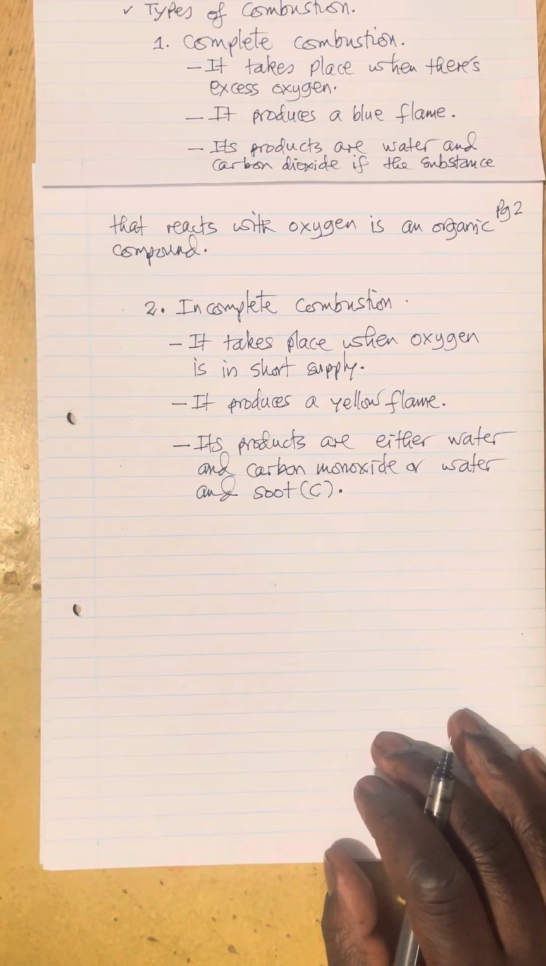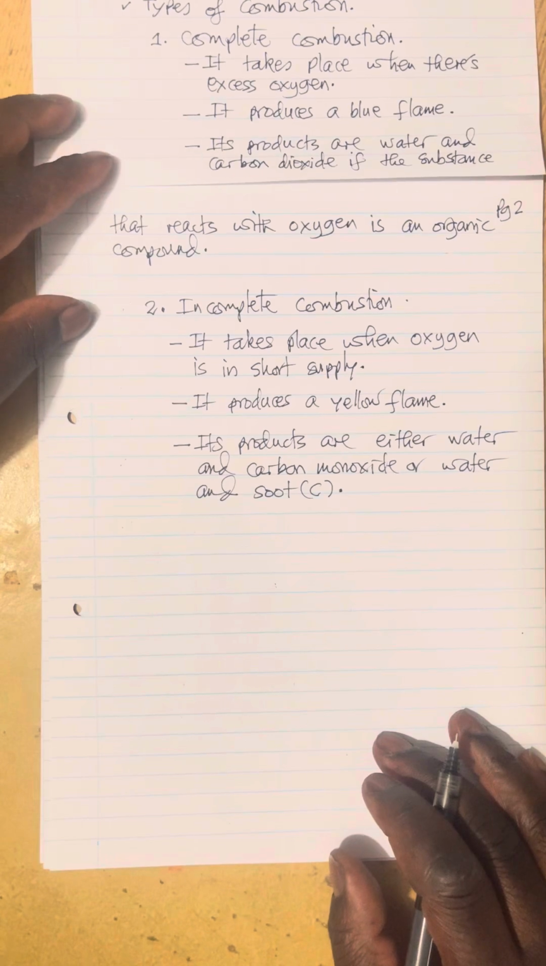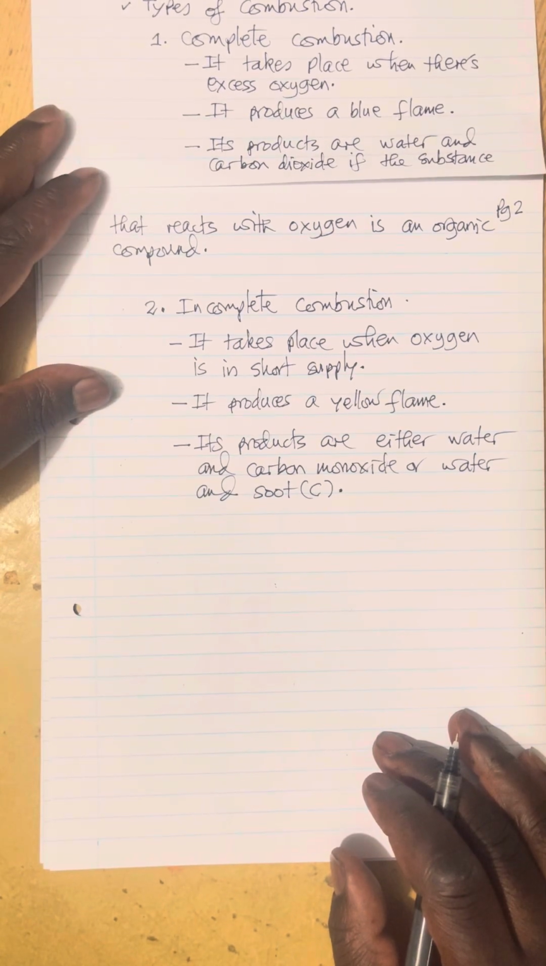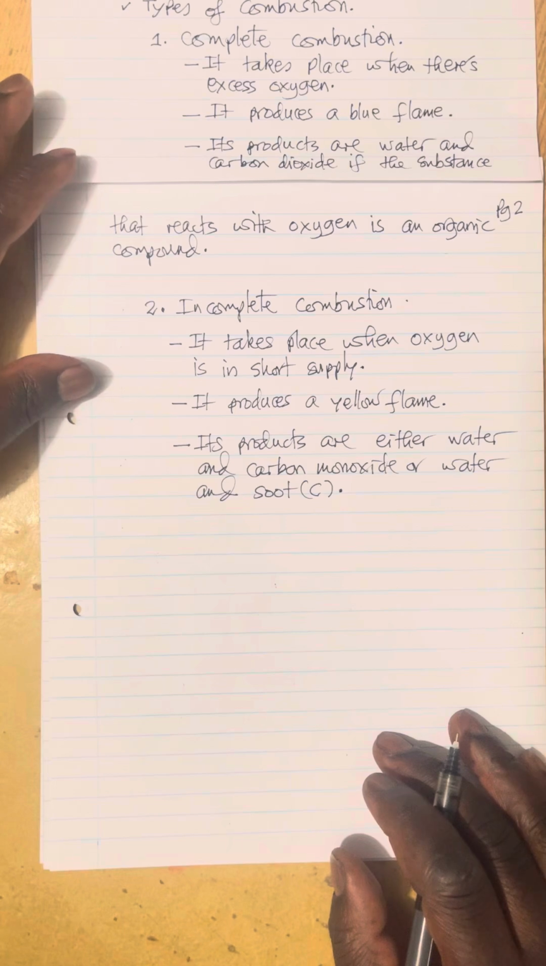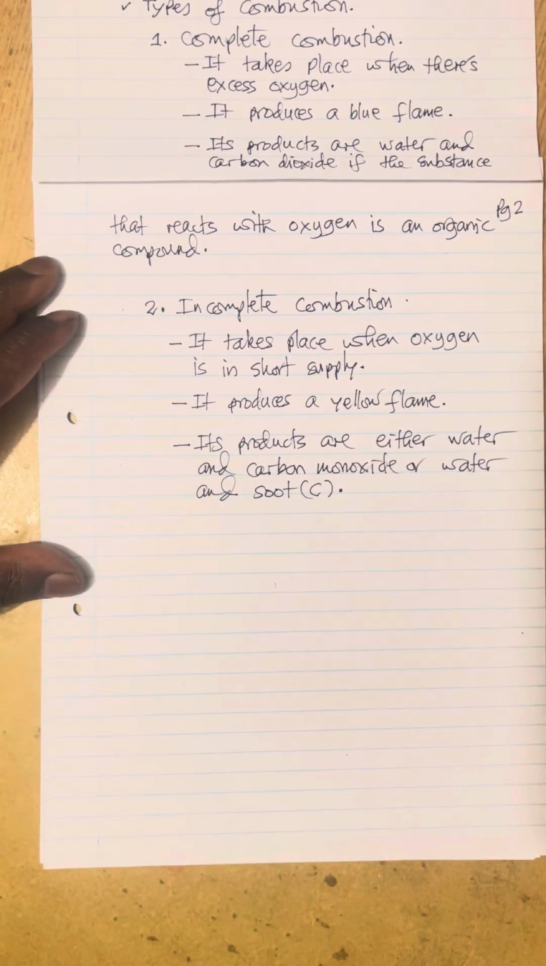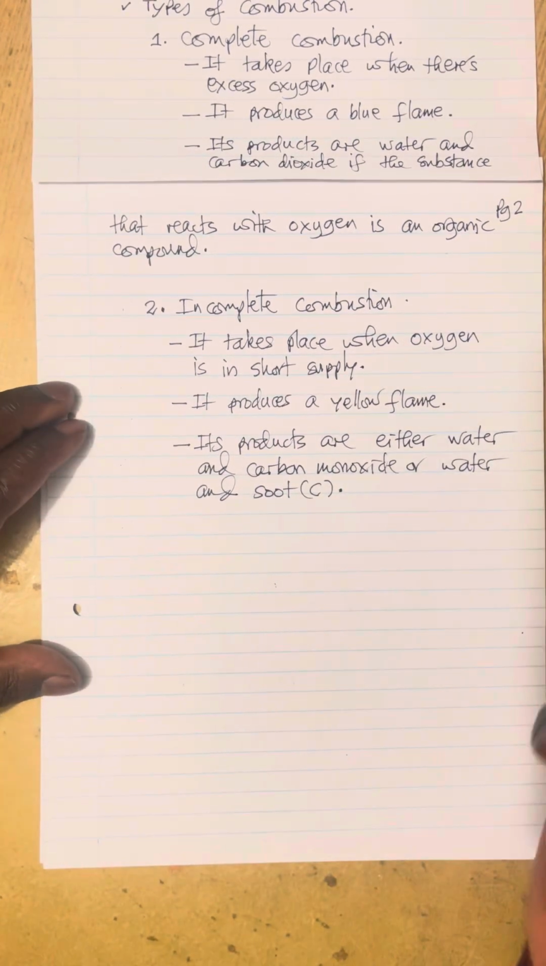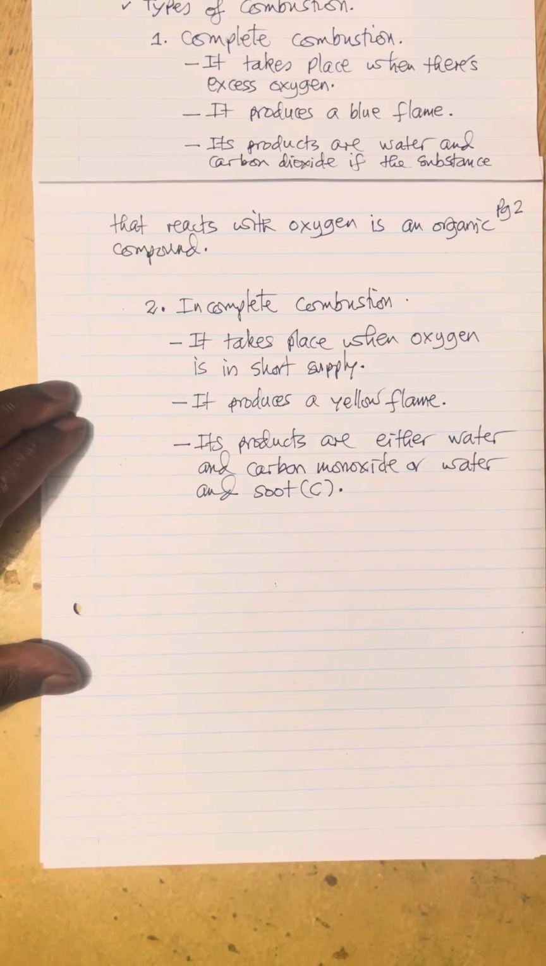So this is how you would identify the two types of combustion. Complete combustion takes place when there's excess oxygen. It produces a blue flame, and its products are water and carbon dioxide if the substance reacting with oxygen is an organic compound. Now, type of combustion number 2, incomplete combustion, it takes place when oxygen is in short supply. We also know that it produces a yellow flame, and its products are either water and carbon monoxide or water and carbon or soot. Now let's look at the reaction condition then for combustion.